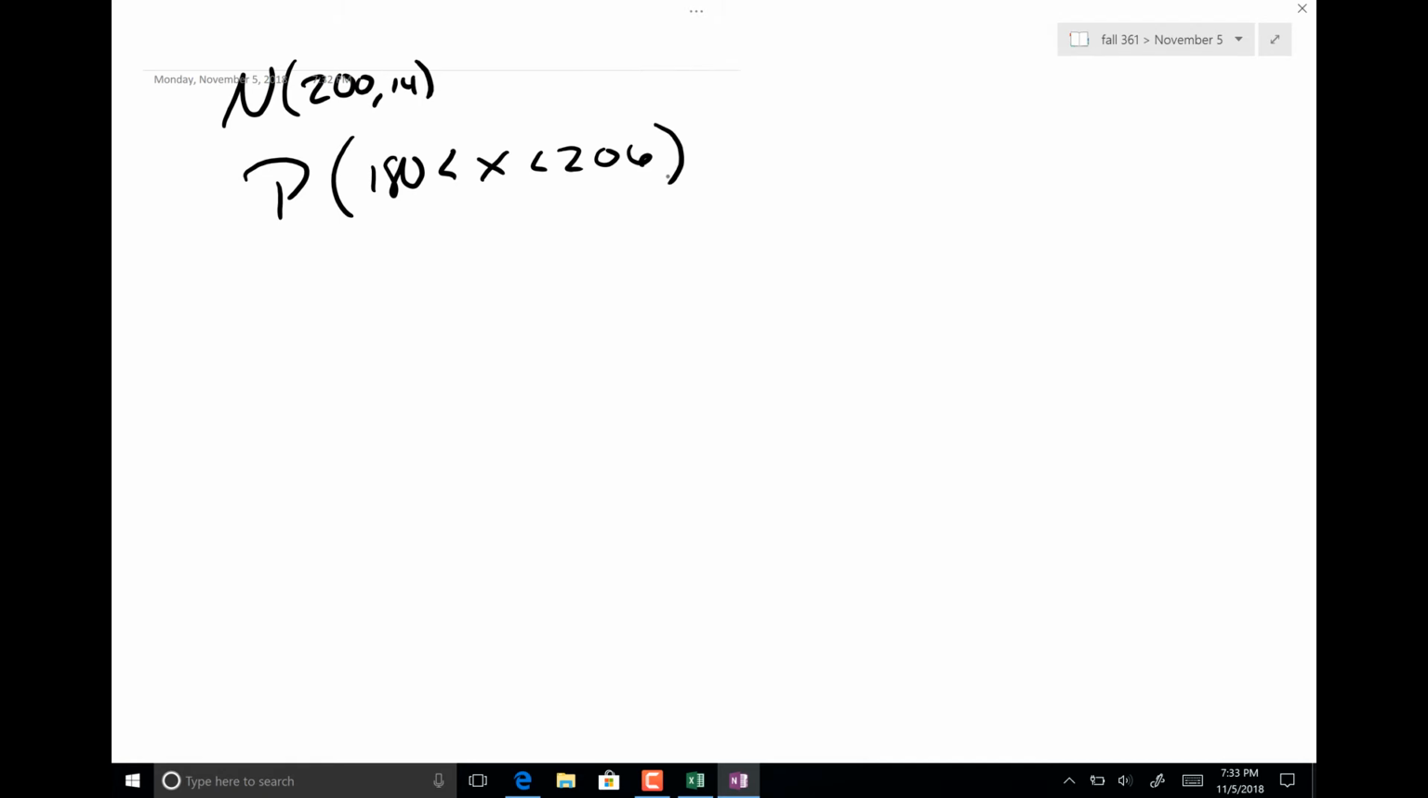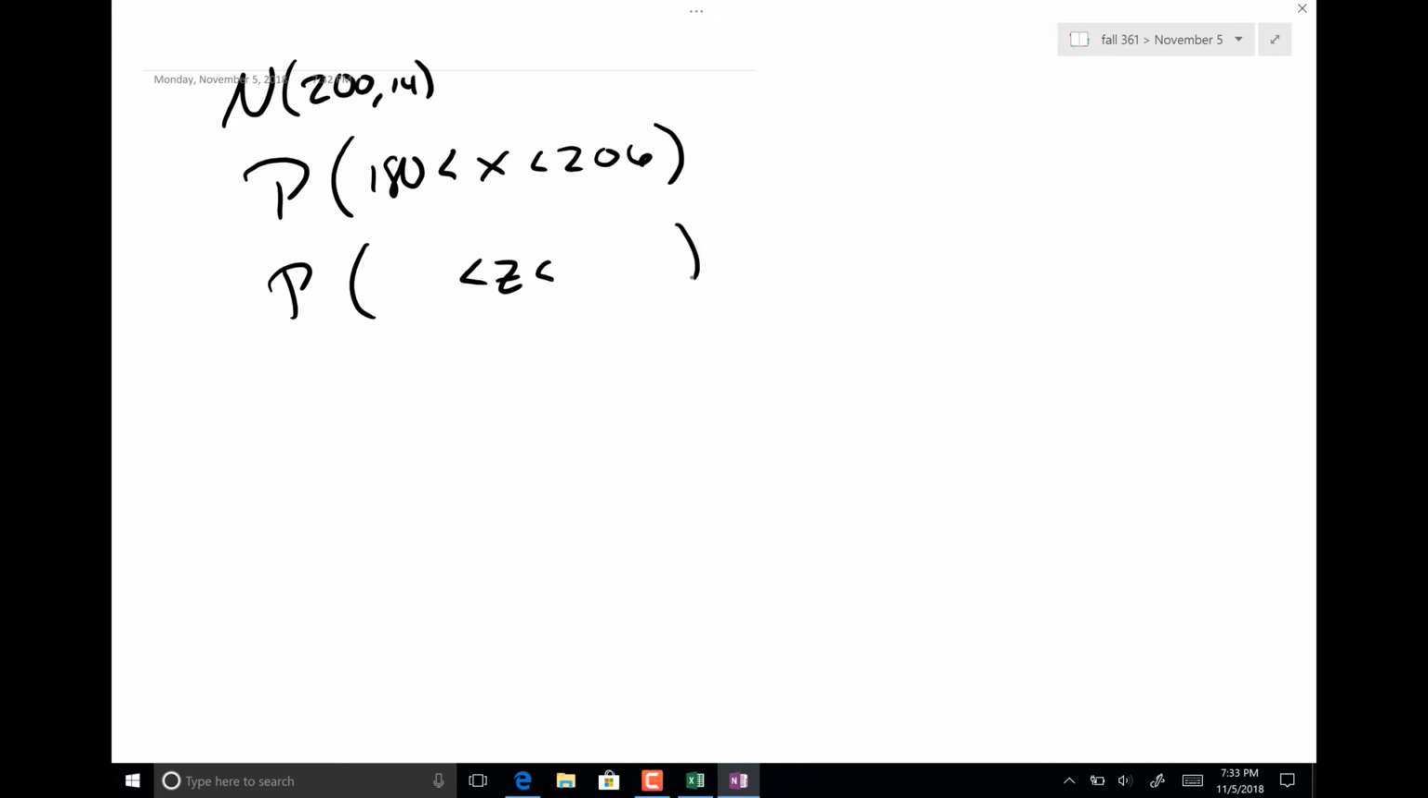Okay? Now, same group of people, same men, 214. What's the probability, or what percent of men weigh somewhere between, I don't know, 180 and 206. This feels like I might need to have 2 z-scores, yes? So what I'm going to have here is the probability that z sits between 2 z-scores in a minute.